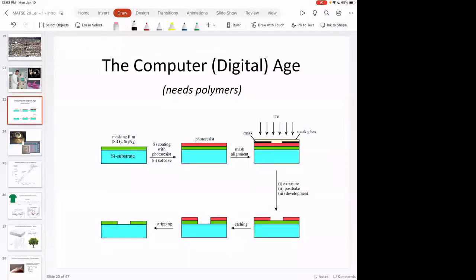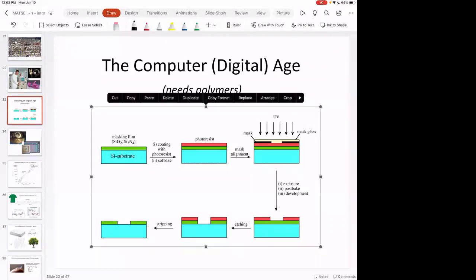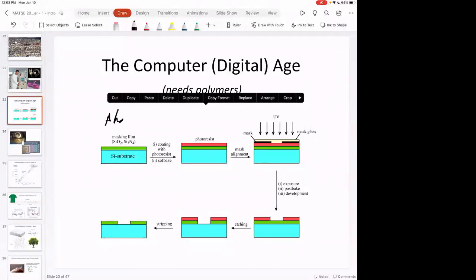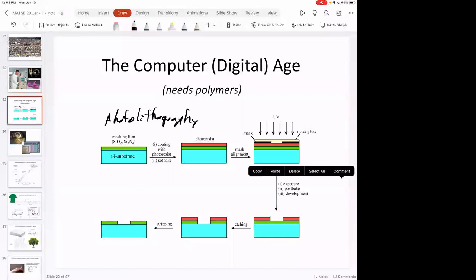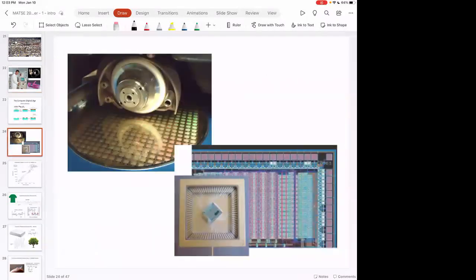Polymers are also used in the digital age. So for a process called photolithography. There's something in 3D printing called stereolithography, which is just photolithography in 3 dimensions. But in order to make all these chips, you need polymers. And so companies like Intel and others use lots and lots of polymer science in order to do this photolithography.